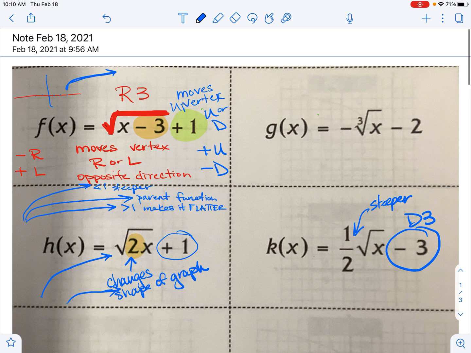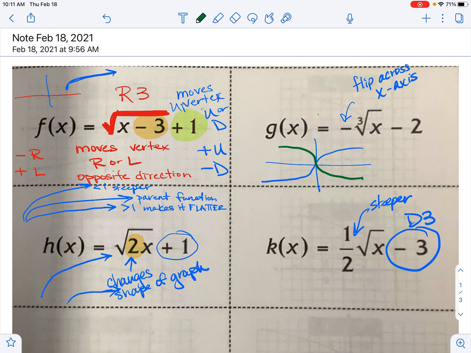What about negatives? Negatives flip it across the x-axis. So if originally this graph looked like this, the new graph would flip it across. So instead, it's going to look like this, not this one. It just flips it across the x-axis. Then you're going to move it down 2.